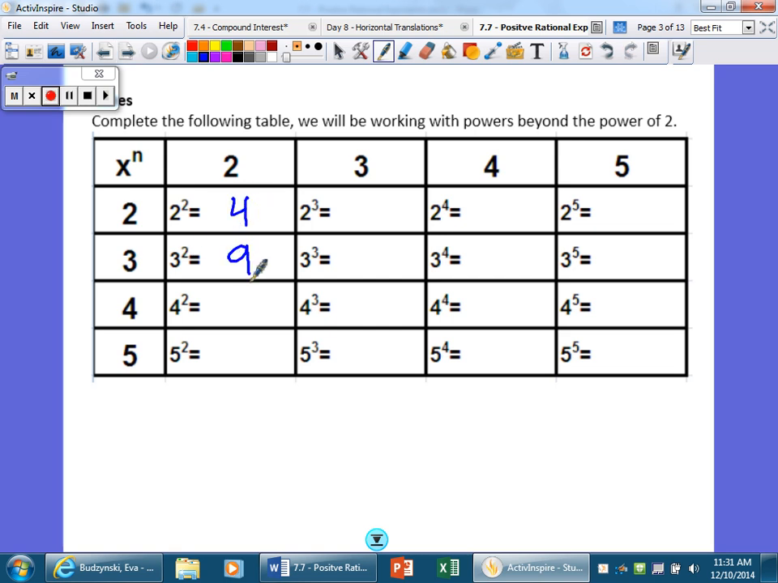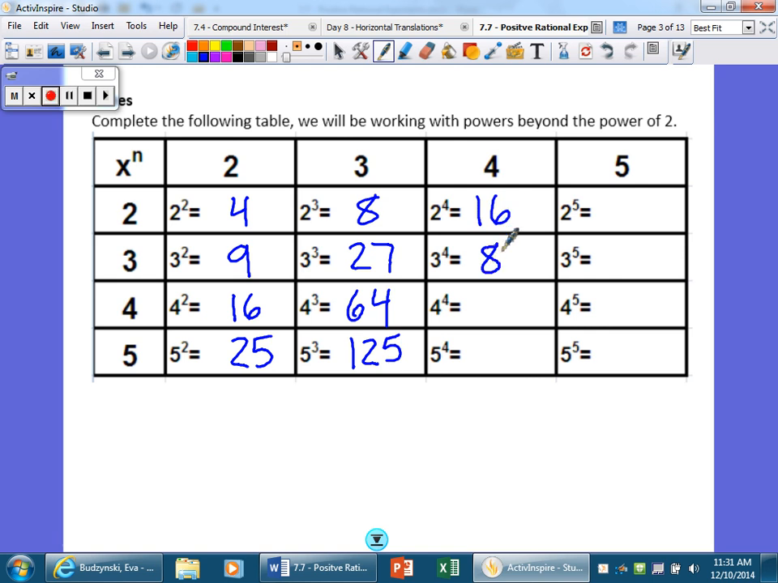3 squared, 9. 4 squared, 16. 5 squared, 25. 2 cubed is 8. 3 to the third power is 27. 4 to the third power is 64. 5 to the third power is 125. 2 to the fourth power is 16.